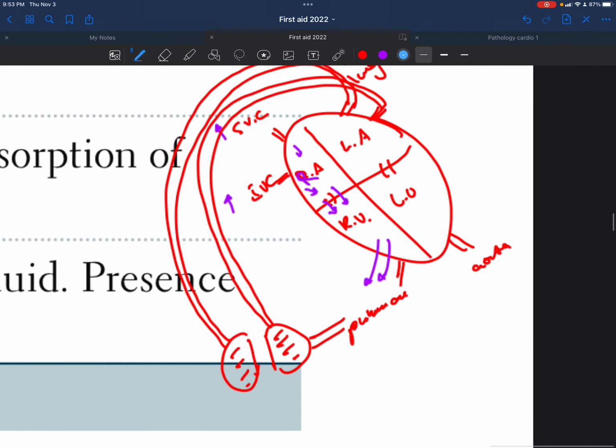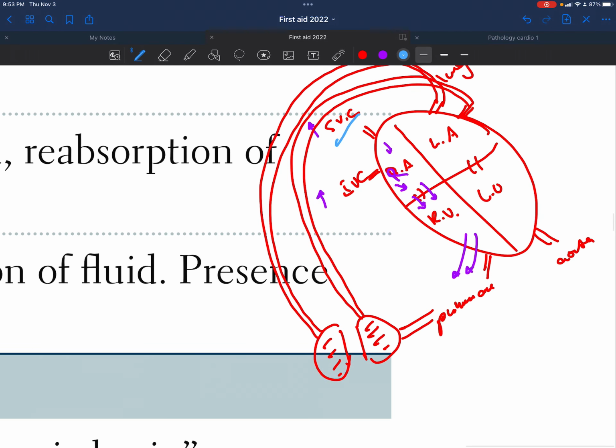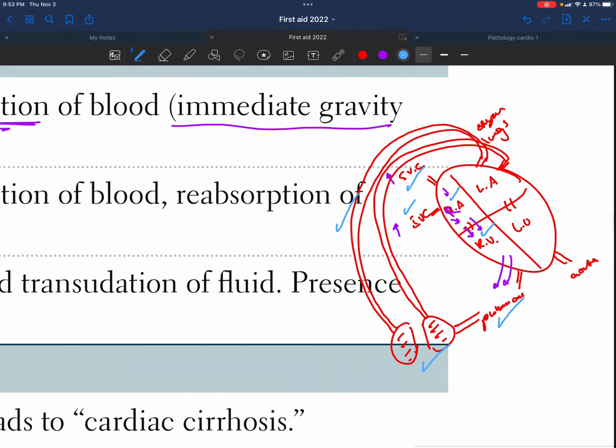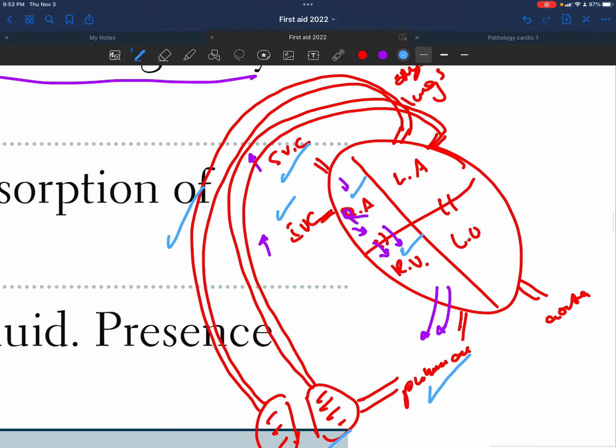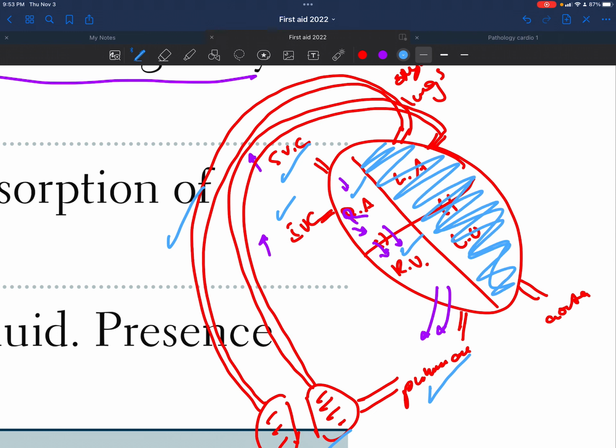So all of this is fine: a lot of blood in the superior and inferior vena cava, a lot of blood in the right atrium, a lot of blood in the right ventricle, a lot of blood in the pulmonary artery, and then the blood gets oxygenated in the lungs and goes back to the left atrium. But here we start having a problem because this patient already has left-sided heart failure.